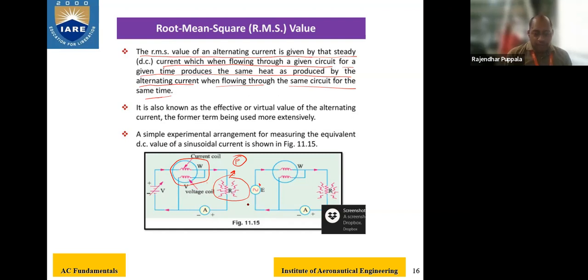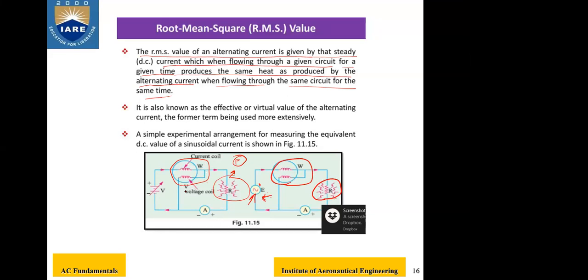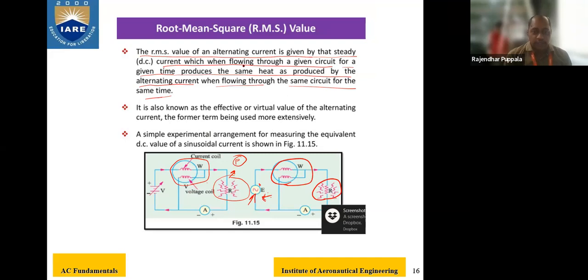And when you give an alternating quantity for the same resistor, at some point the same heat will be generated, and that value we are calling the RMS value here. Here also a wattmeter will be considered for the power measurement, right? See, the steady state current flowing through the given circuit and a resistor we are considering for a given time.